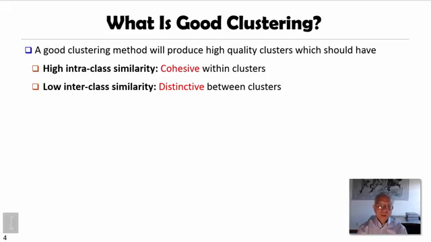Usually we give two measures, one called high intra-class similarity, the other called low inter-class similarity. What is high intra-class similarity? That means you want to see the objects within the same cluster rather similar, they are cohesive. You also want to see inter-class similarity is low in the sense you want to see the objects in different clusters. They are rather dissimilar or they are distinctive.